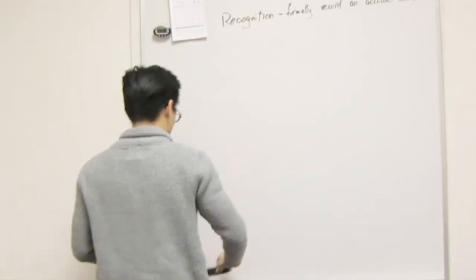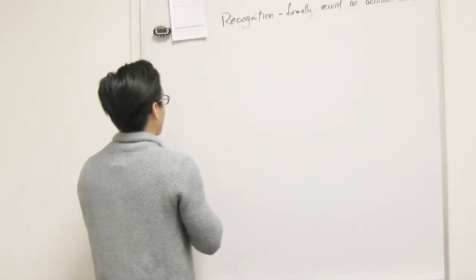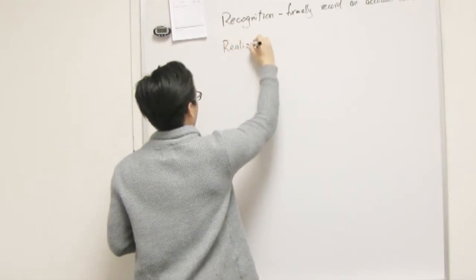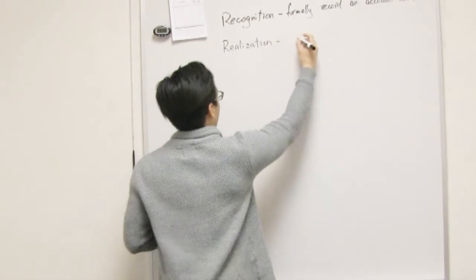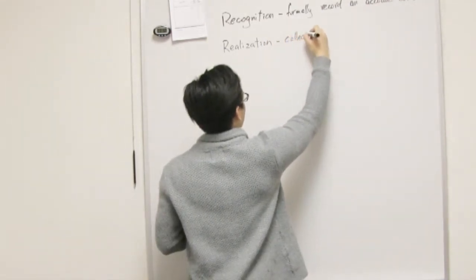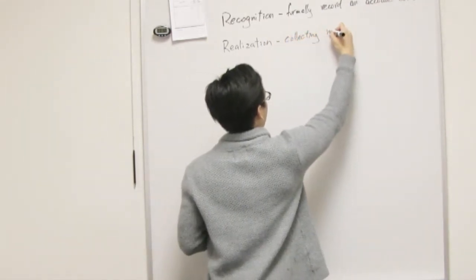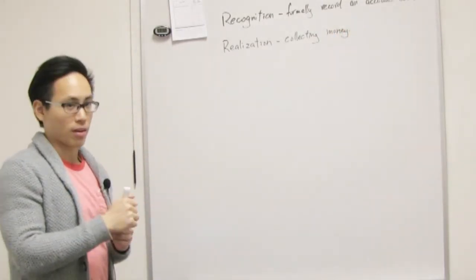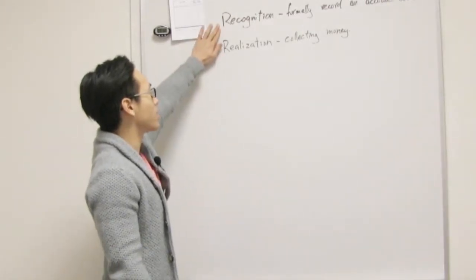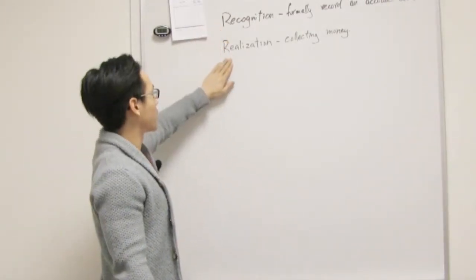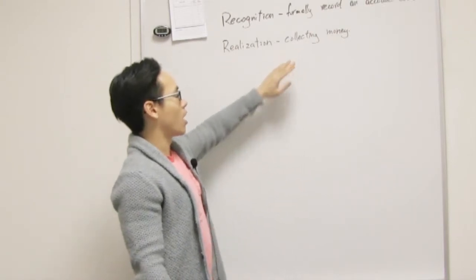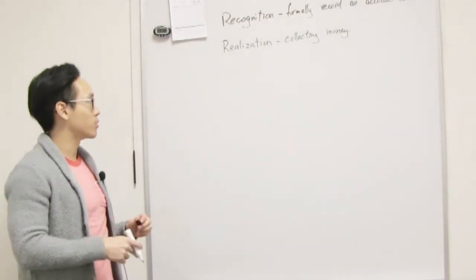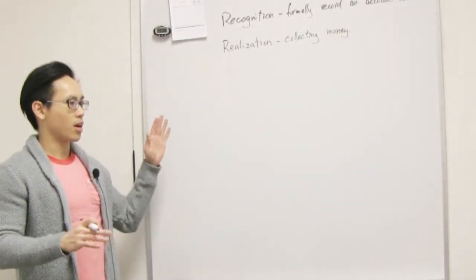Another term that we need to know about is realization. Realization just simply means collecting money, which is basically the opposite of recognition. In recognition, you're just recording the event without collecting money, and realization is collecting money. So for one example of realization, we can use the previous example.